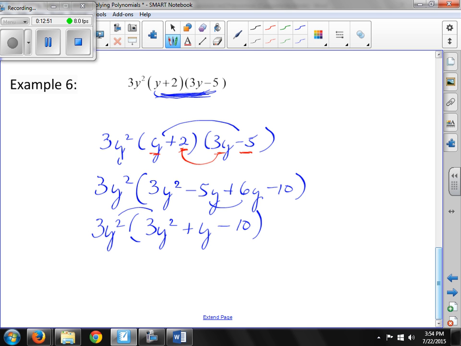So I have 3y squared times 3y squared would be 9y to the fourth. Notice how I added the exponents. And then I have 3y squared times y, which would be plus 3y to the third. And then I have 3y squared times negative 10, which would be negative 30y squared.